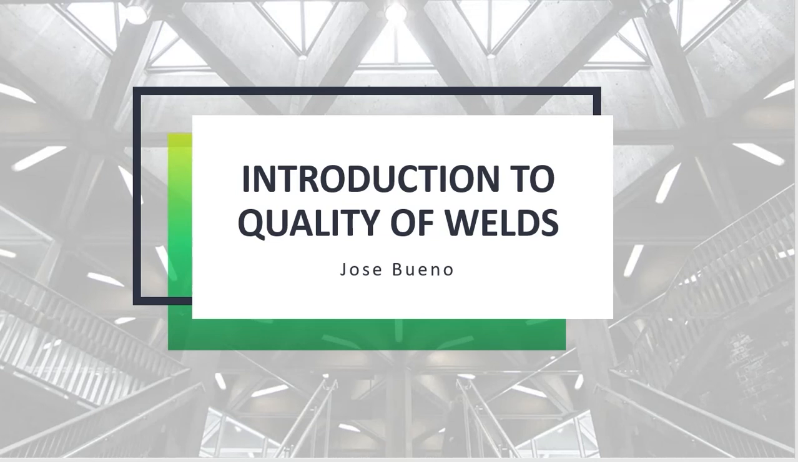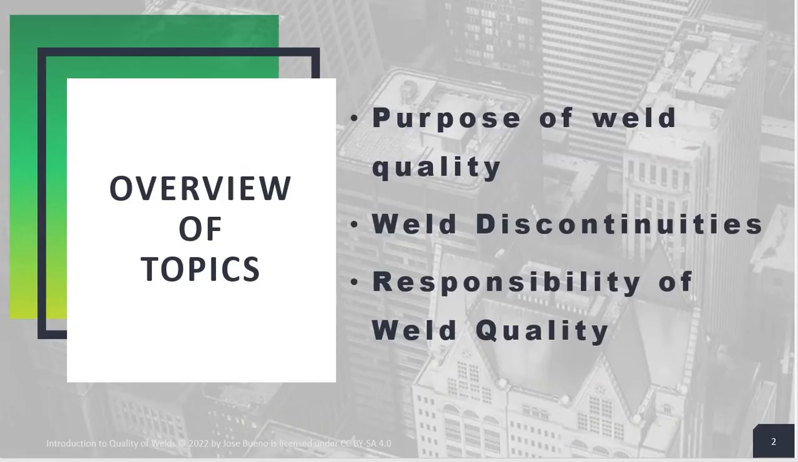In this video, I'm going to be talking about quality of welds. And there's a lot that goes into quality of welds, but I've broken it down to just a few simple topics. First, we're going to take a look at the purpose of weld quality. So why is it that we look for certain things in a weld, and why we don't just accept a weld that simply holds two pieces together and that's it? We're going to look at some things that reduce the quality of welds, otherwise known as weld discontinuities. And we're also going to take a look at, ultimately, who is responsible for the quality of welds.